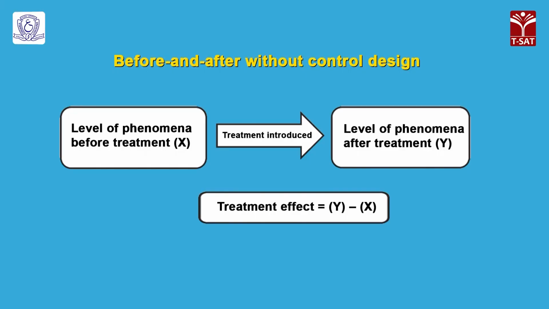The effect of treatment on the patient will be calculated by the following formula: level of phenomena before treatment is x, then treatment is introduced, then level of phenomena after treatment is y, and the treatment effect is equal to y minus x. The main difficulty of this design is that with the passage of time in approaching the doctor, variations will be found in the effect of treatment.